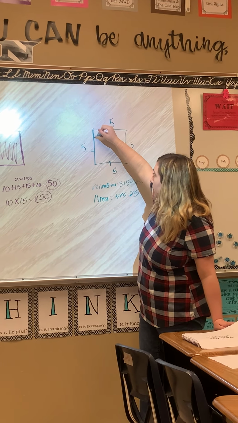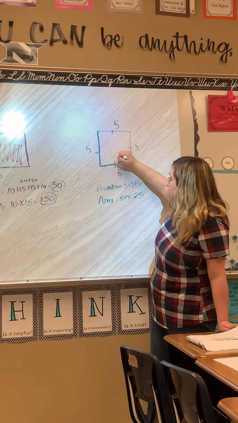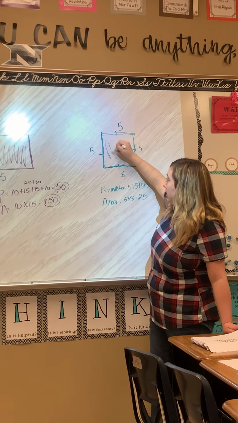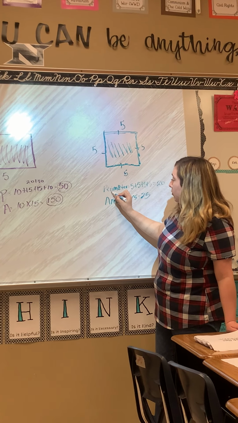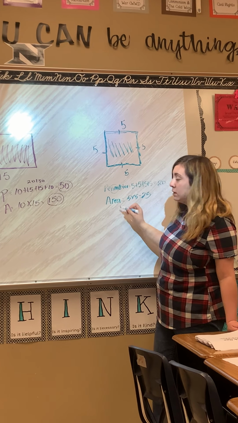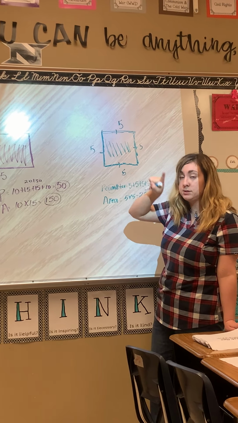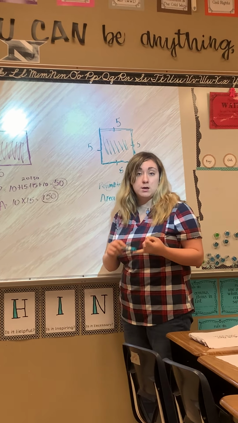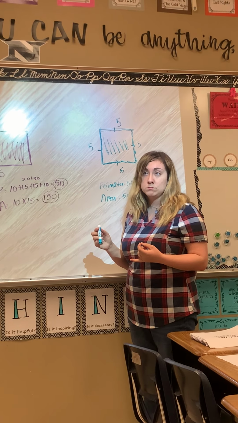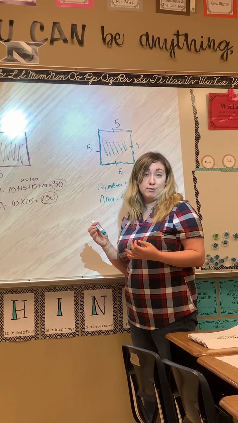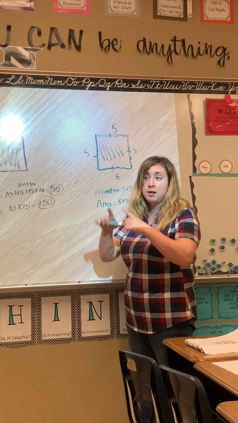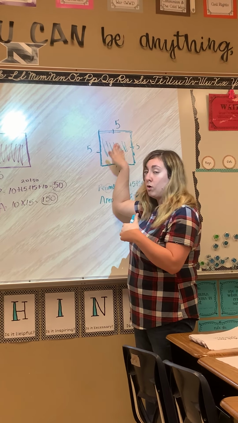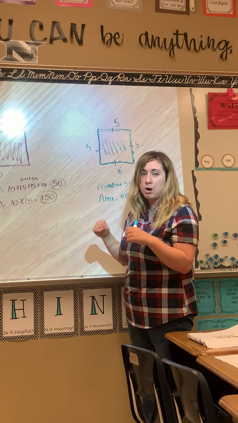Remember, perimeter being the distance around, and then the area is what's inside. And perimeter has that word rim in it, meaning the rim of something, the outside of something. Examples of perimeter could be like a fence, or like a border. That's perimeter. Area would be covering a whole surface like wallpaper or carpet.